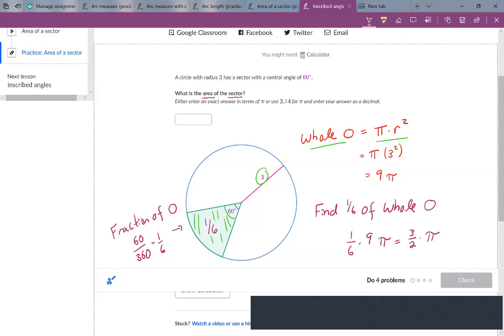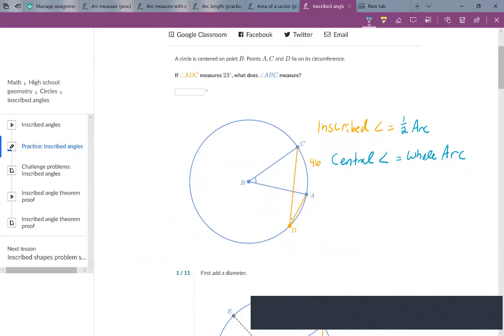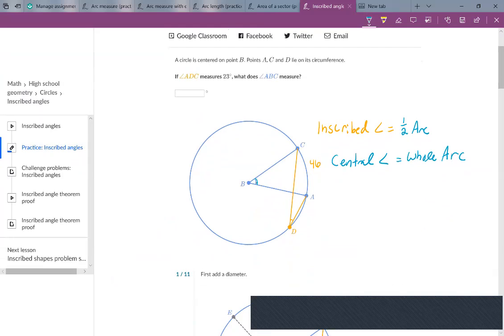Last one, inscribed angles. So there's a rule. Just like a central angle is equal to the whole arc that it intercepts, something that we call an inscribed angle, which is an angle that starts on the edge of the circle, is equal to half of its intercepted arc. So if we're told that the yellow angle ADC is 23, means the arc that it intercepts, because the angle is half the arc, that whole arc is 46. And then because the central angle is the same as the whole arc, the central angle will also be 46. And that's it. That's angle ABC.